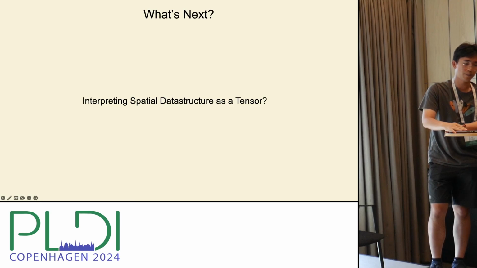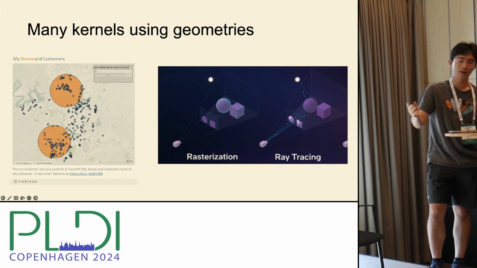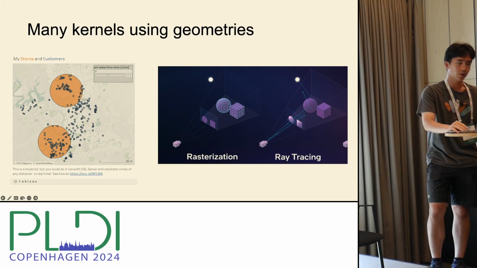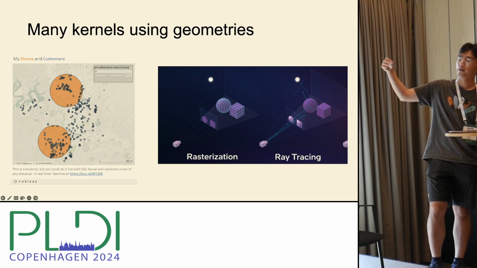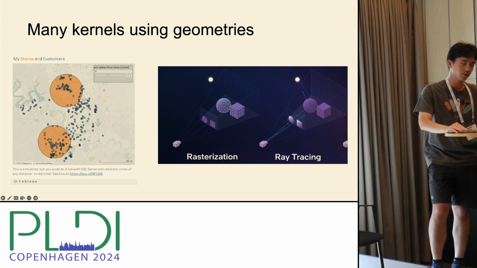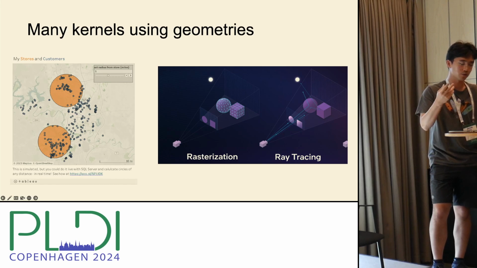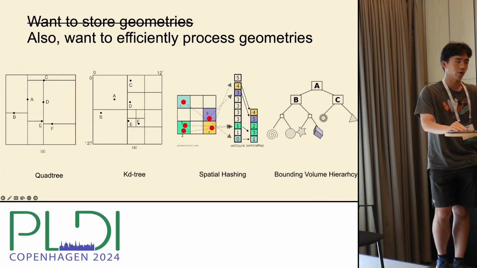And now I'd like to talk about what we can do with these, even with the restriction of the piecewise constant assumption. There are a lot of applications that treat geometries. Not only spatial joins in spatial databases, there are also rasterization and ray tracing, et cetera, and also a lot of kernels in 3D deep learning. Programmers need to think about how to efficiently store and process these geometries in various domains.